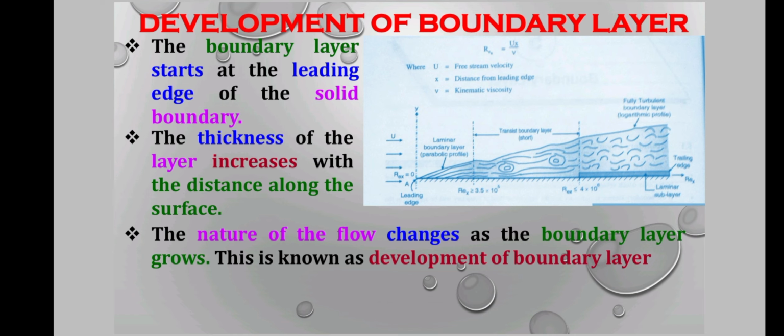From the graph it is shown that the Re value will be greatly increased between the laminar boundary layer and the transition boundary layer. So based on this, the Reynolds number formula will be Re = Ux/v, where U is the free stream velocity, x is the distance from the leading edge, and v is the kinematic viscosity.